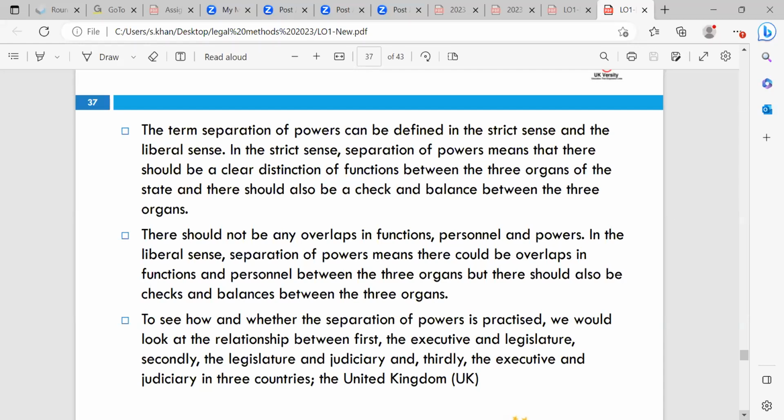In the liberal sense, separation of powers means there could be an overlap in the functions and personnel between the 3 organs, but there should also be checks and balances between the 3 organs.